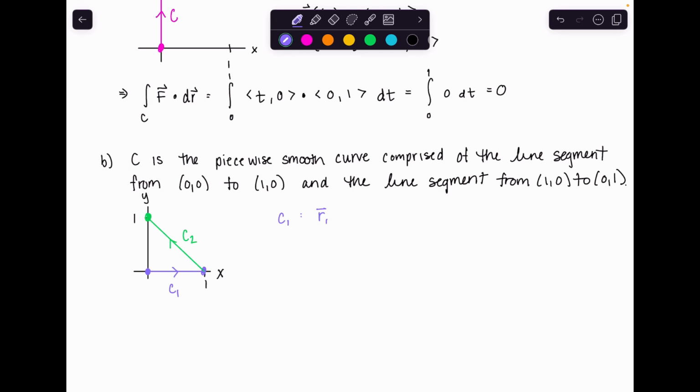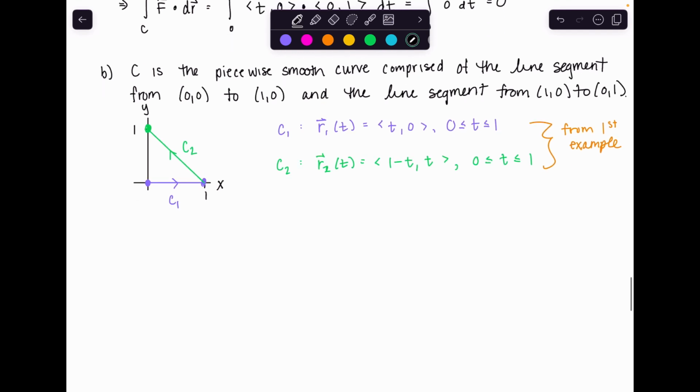We've already gone through the parameterization for both of these. For C1, we can use the vector function r1 of t, which is given by t, 0, for t being between 0 and 1. For C2, we use the vector function r2 of t, which is given by 1 minus t, t, and t is between the same bounds. So all you're going to do is look at the first example to get these.